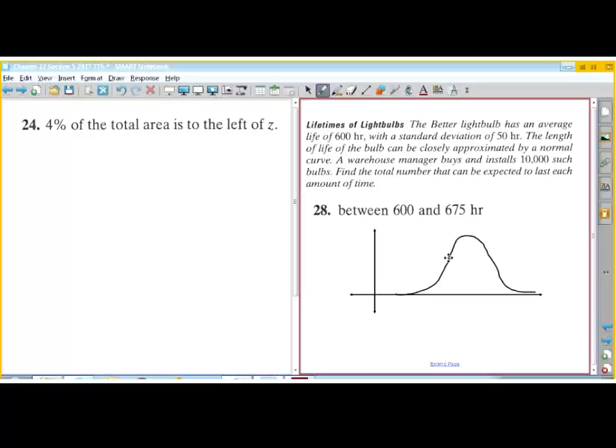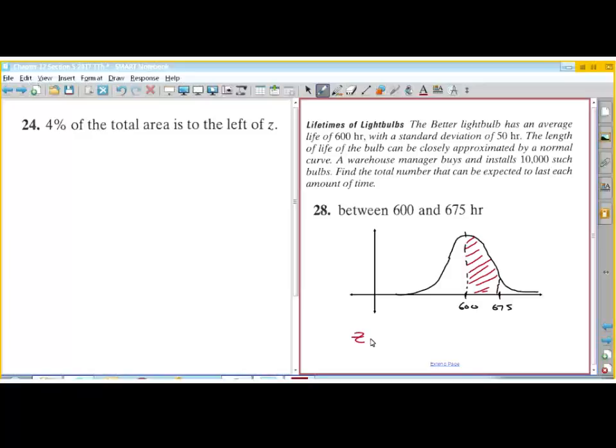So here's my normal distribution. Again, it doesn't have to be perfect or to scale. The mean is 600. So I mark 600, I mark 675. I draw vertical lines for both cases, and then I fill in the area. So I need to find that area. Because it's going from the mean to some value, I don't have to subtract or add anything. I just have to do one calculation.